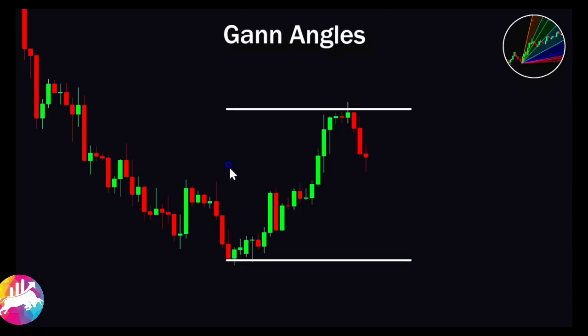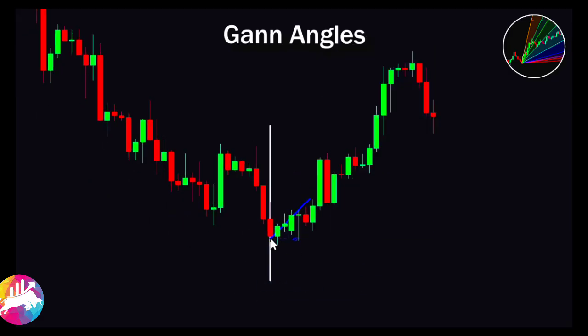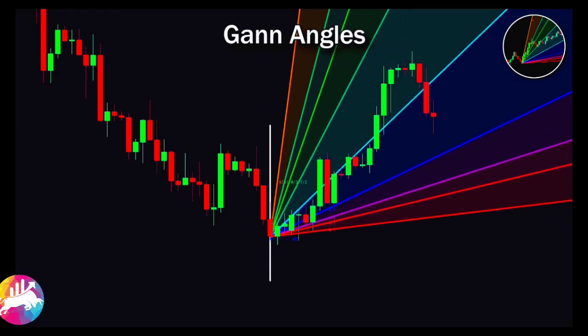Then, draw a straight vertical line at the start of the range. After that, select the trend angle tool and measure 45 degrees. Then, use the Gann fan tool and place it at the 45-degree angle.